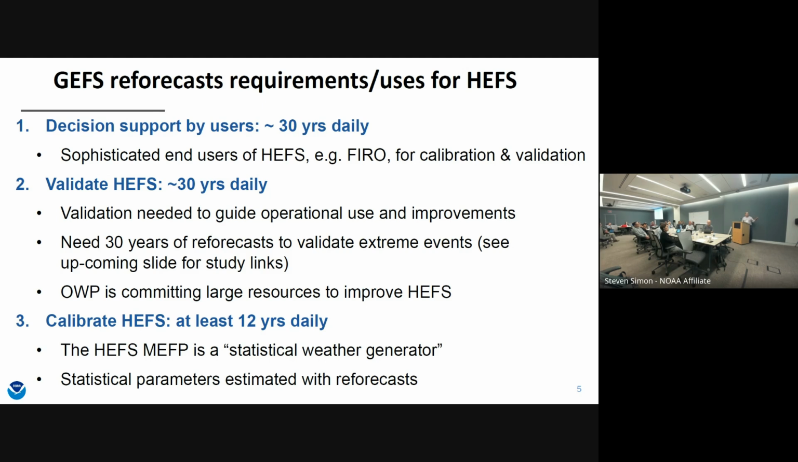And then lastly, HEFS needs calibration. Using reforecast, the requirement there is a bit less, only 12 years of daily reforecast. And that is calibration of that one section, which merges all the forecasts from the different sources using statistical means.